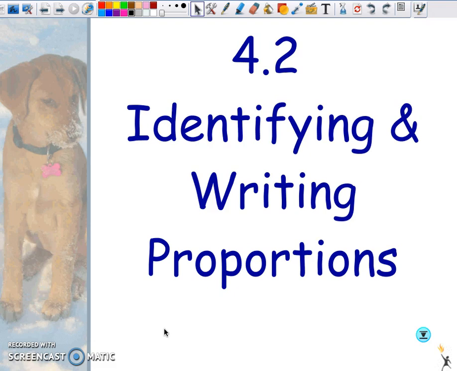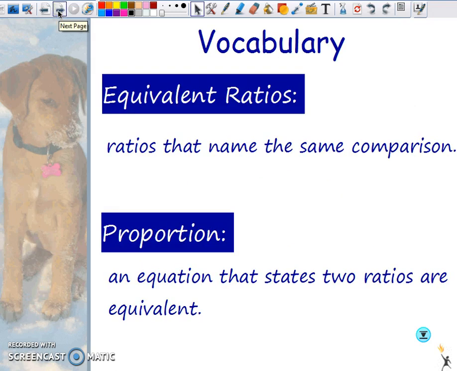So 4.2 is identifying and writing proportions. Some vocabulary words that you guys need to know are equivalent ratios, the ratios that name the same comparison. That means that if you have a ratio, a comparison of two things, then you might need to find an equivalent one, and you might need to multiply or divide. A proportion, you guys heard this before as well, is an equation that states that two ratios are equivalent.